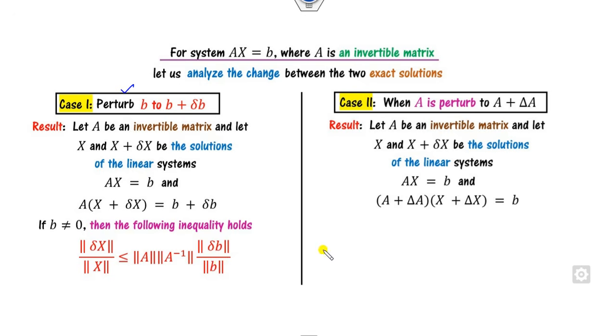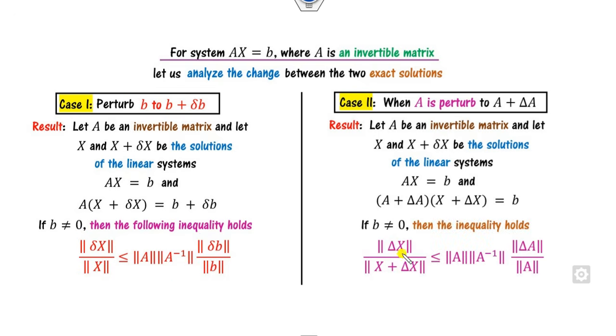What is delta X? This is nothing but my relative error. This is the relative error of X, and this is the relative error of B. On the other hand, if I change the matrix A, then we can get the solution in this form. But how can we correlate them? So let's explain it in detail.